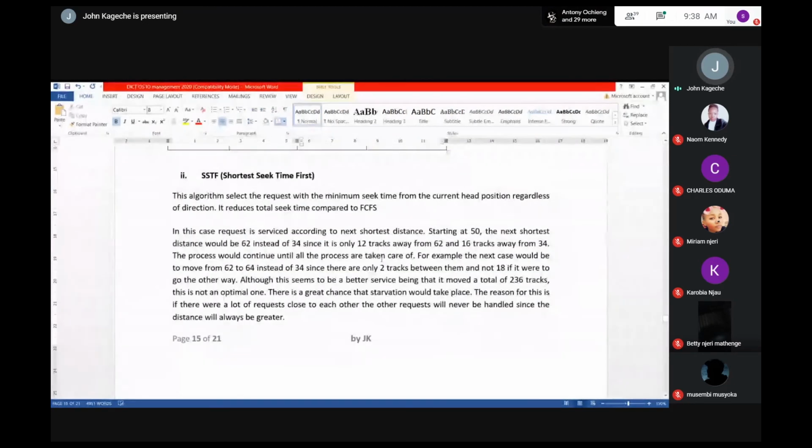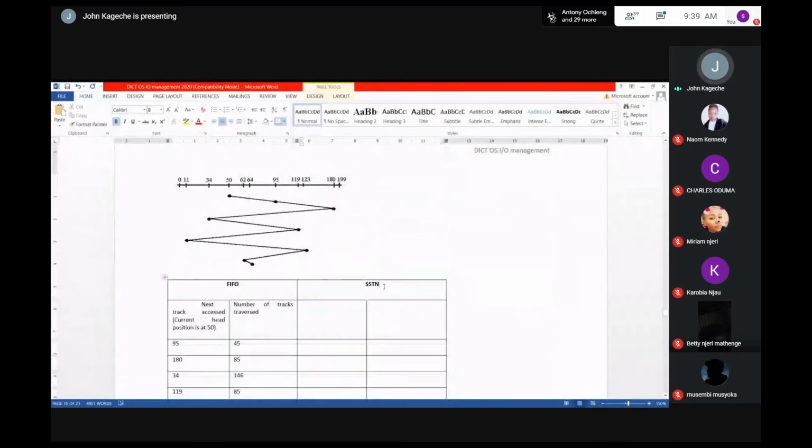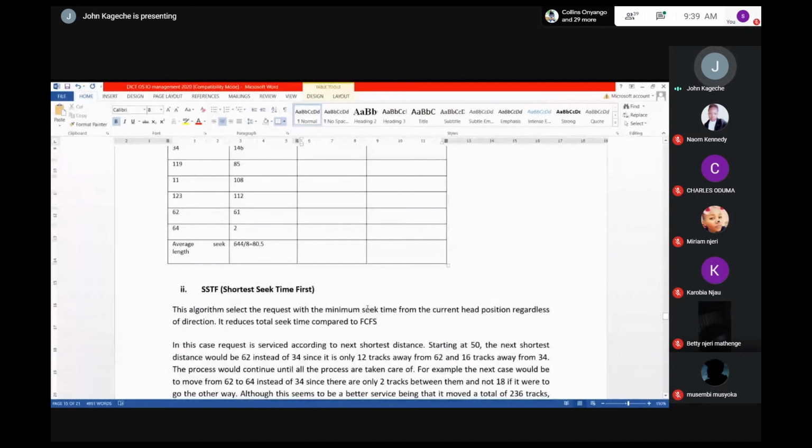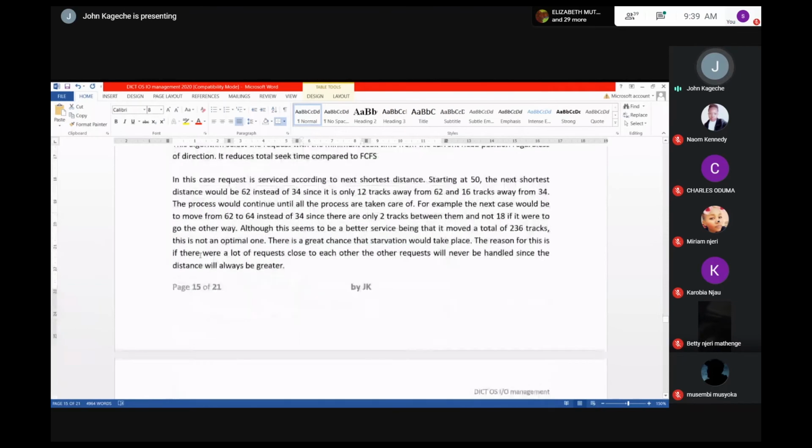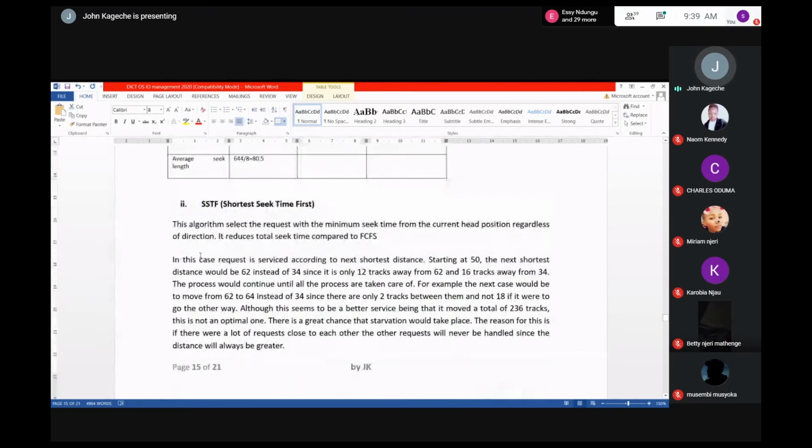Is it next? Shortest seek time first. Shortest seek time next. SSTF. Now, if I was to do again for the shortest seek time first, of course, I'll copy this and paste them there as in the diagram. But now what I would do with the shortest seek time first, you are calculating the closest distance.